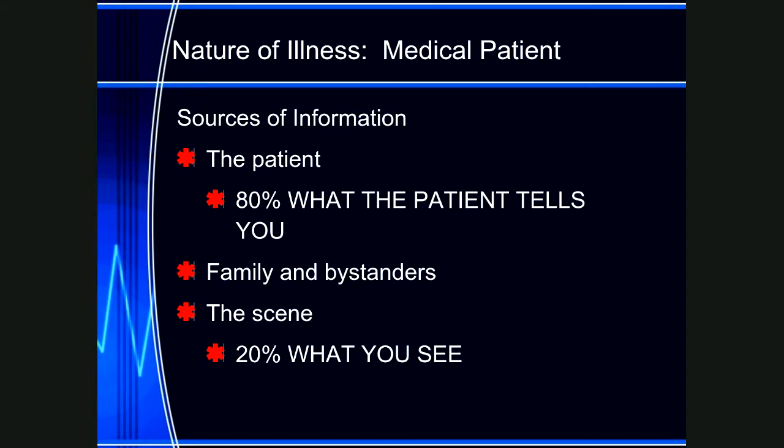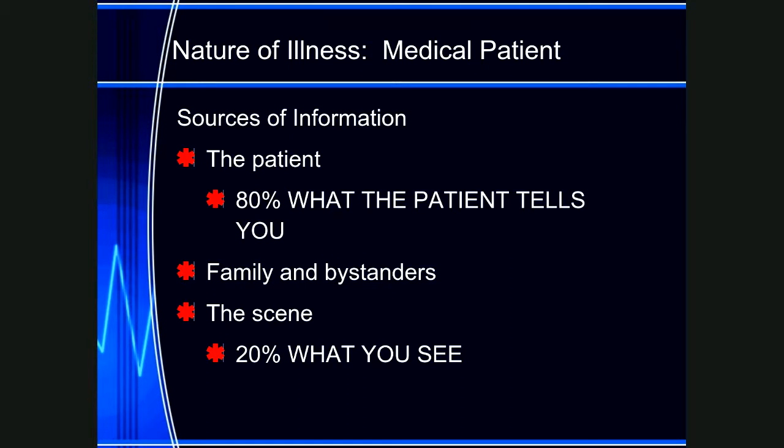So our nature of illness on our medical patient. We're going to identify the nature of illness for a medical patient. By identifying it is to determine what is medically wrong with them. We're going to get our source of information from the patient. The patient is the primary source of this information. In other words, you're going to get 80% of your information by what the patient tells you is going on.